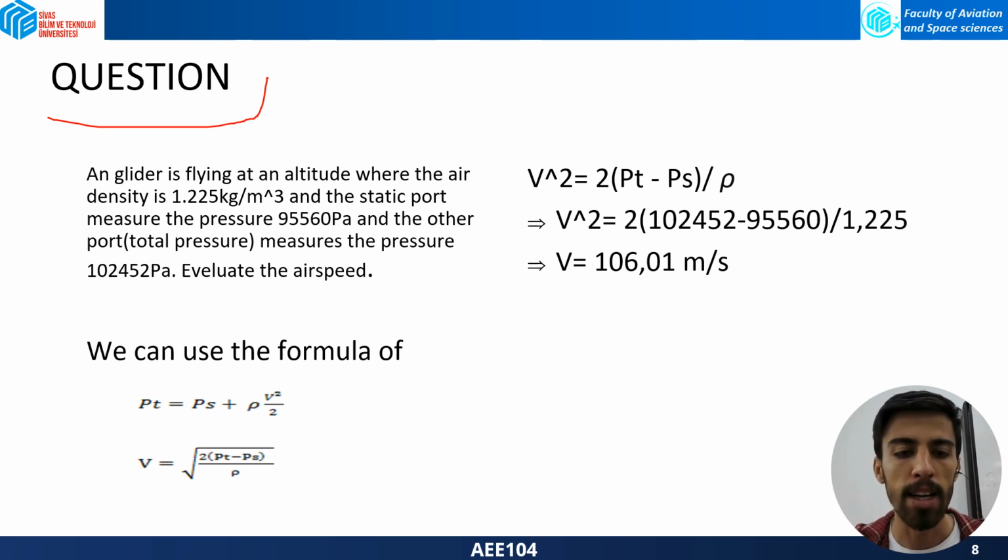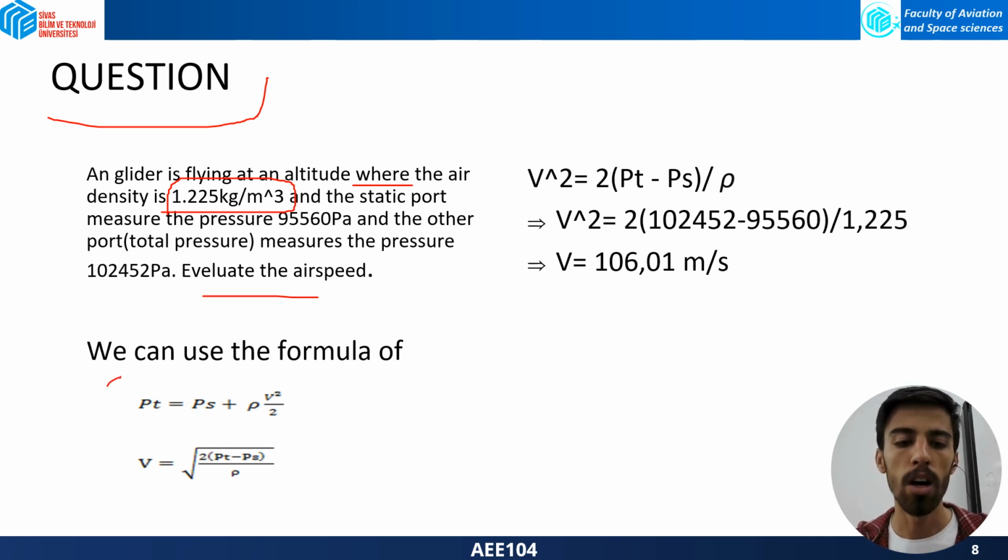Let's read the question. A glider is flying at an altitude where the air density is 1.225 kilogram per meter cube. So it means it's flying at sea level, and the static port measures the pressure 95560 Pascal, and the other port, which we call diaphragm, measures the total pressure 102452 Pascal, and the question asks us to evaluate the airspeed.